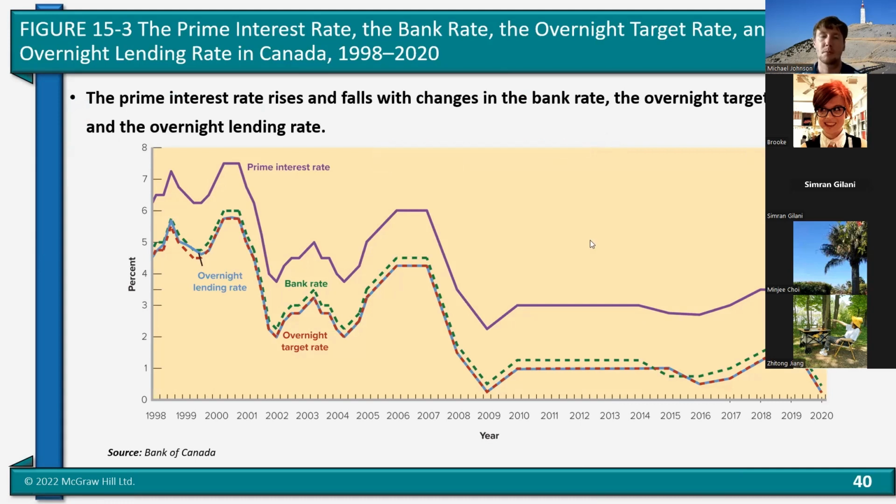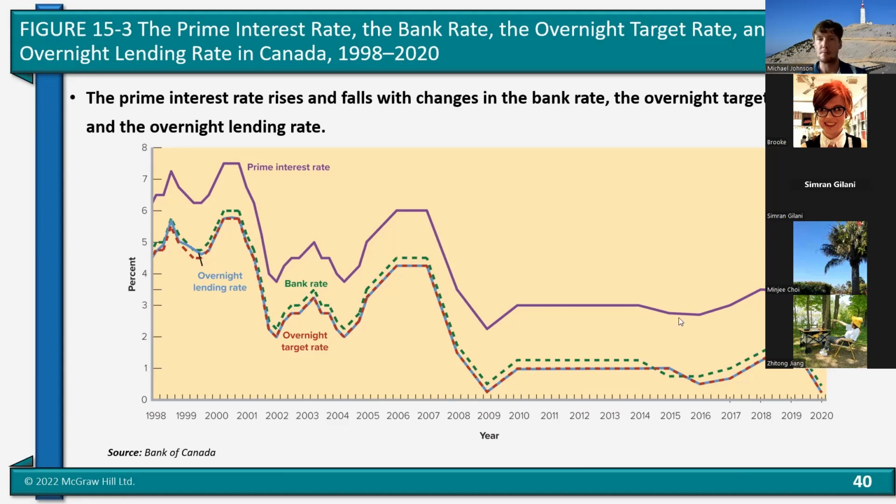So the prime interest rate rises and falls with changes in the bank rate, the overnight target rate, and the overnight lending rate. So the prime rate, overnight lending rate, bank rate, and overnight target rate all move in the same direction. That's what happens.